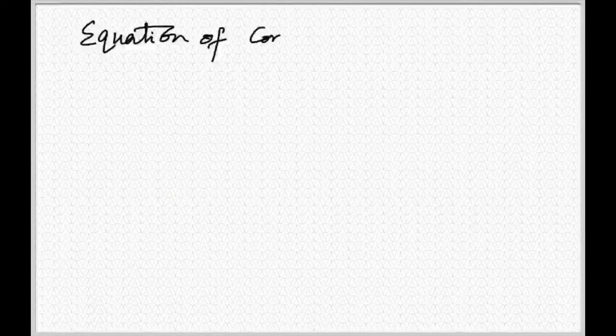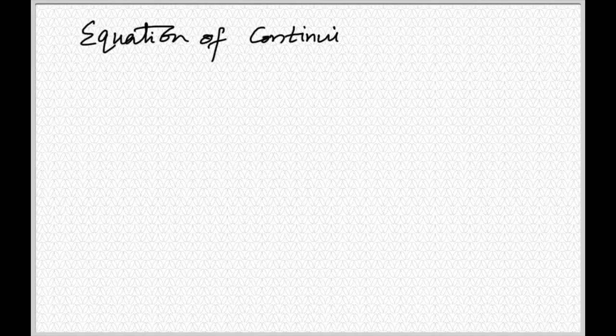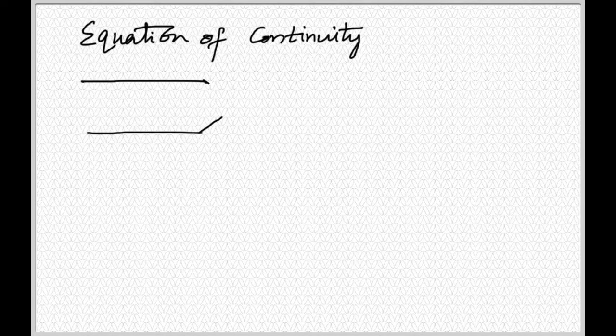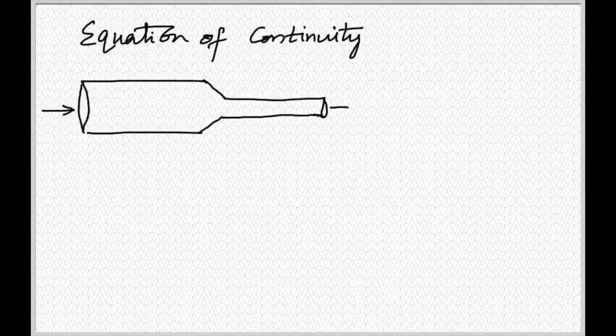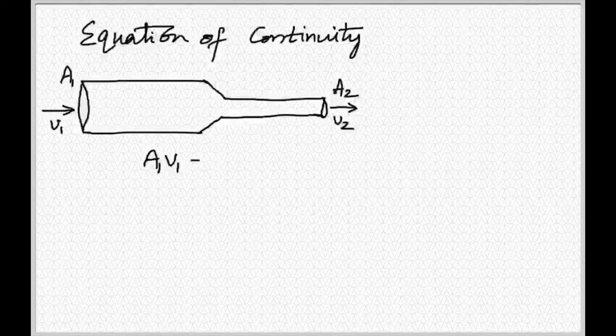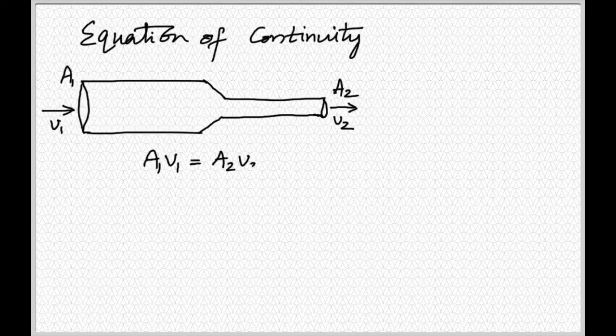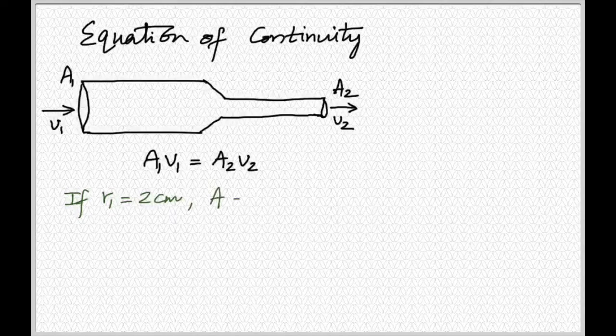Now, next we have the equation of continuity, where when a liquid flows through a tube with different area of cross sections, where the cross section is narrow, it's going to flow faster, as given by this equation A1V1 is equal to A2V2. So here is an example. If the radius is 2 centimeters, we know the area is pi r squared for a circle, since this is circular.